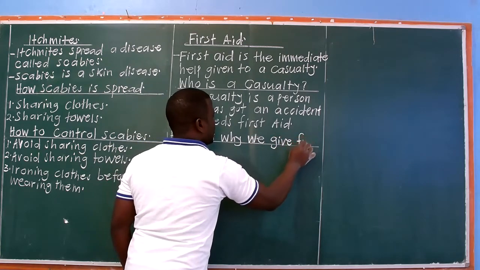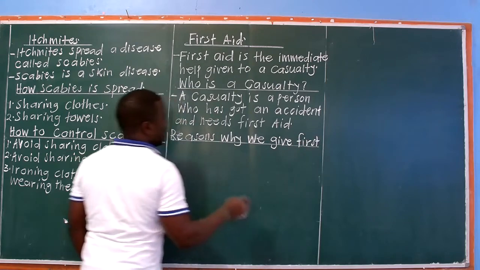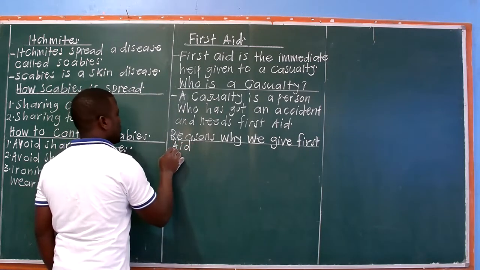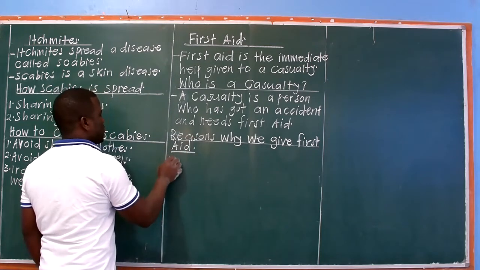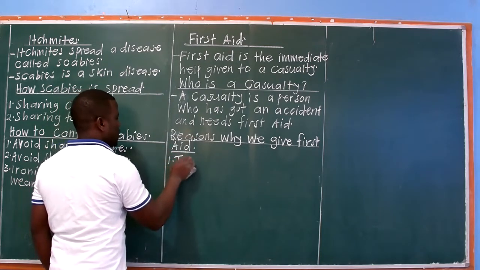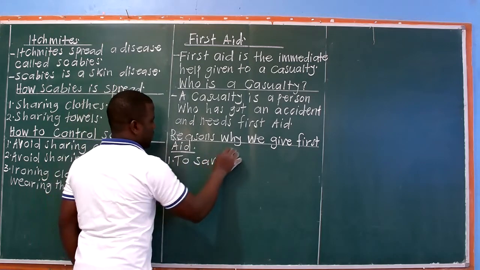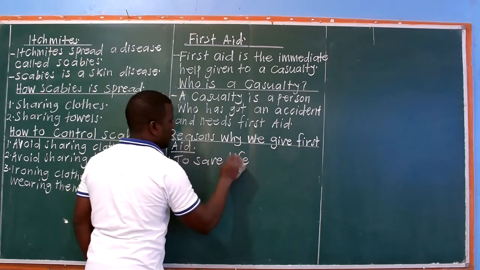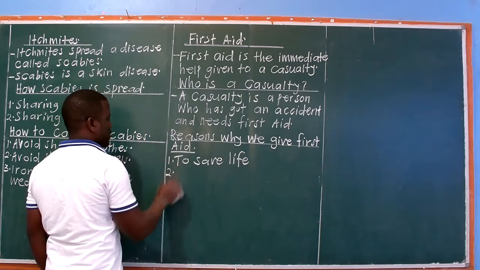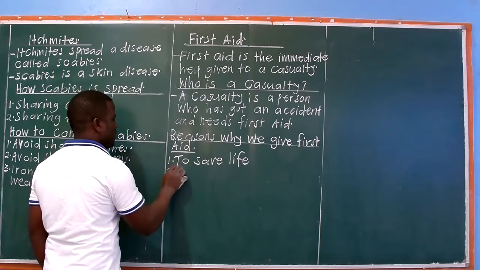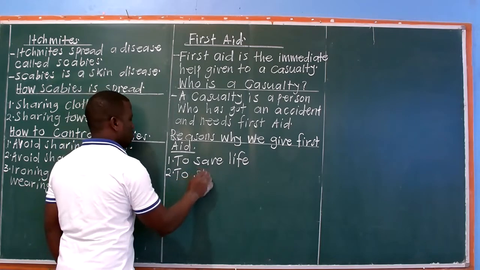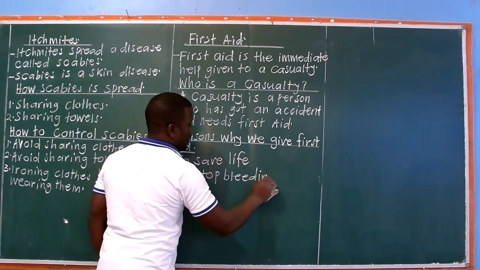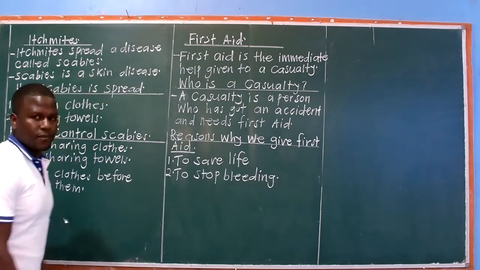Reasons why we give first aid. There are many reasons. One, to save life. We give first aid to save life. Number two, we give first aid to stop bleeding. In case of any bleeding, we give first aid to stop bleeding.